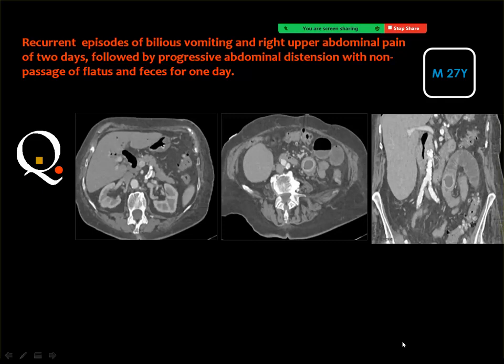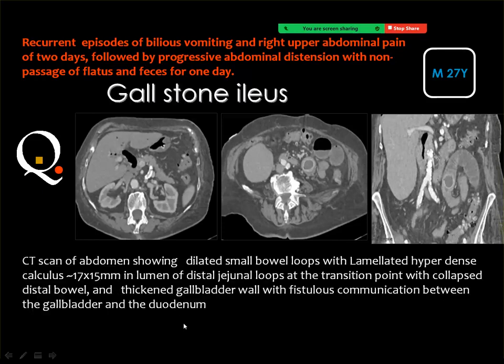Next is a male, 27 years old, with recurrent episodes of bilious vomiting and right abdominal pain for 2 days, followed by progressive abdominal distension with non-passage of flatus or feces for 1 day. Gallstone ileus. Yes, and this is right.